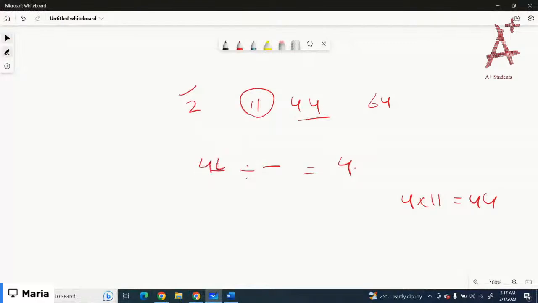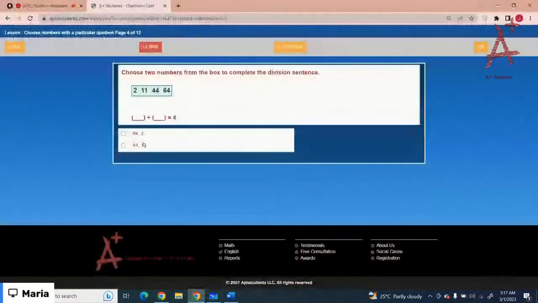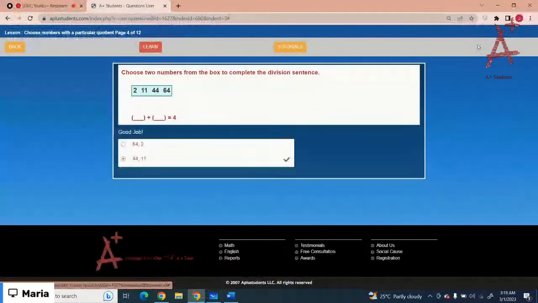That means the dividend must be 44 and the divisor must be 11. So the correct option is 44 and 11. Got it? The correct option is option number 2, 44 and 11. Got it?